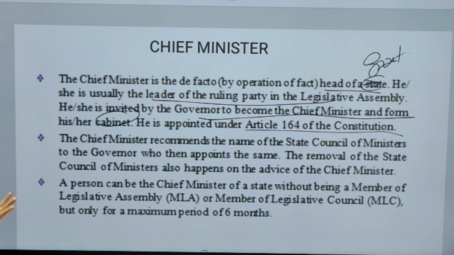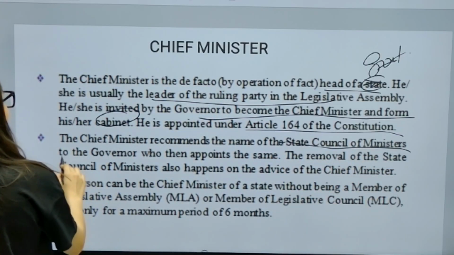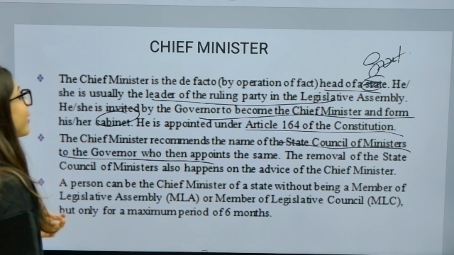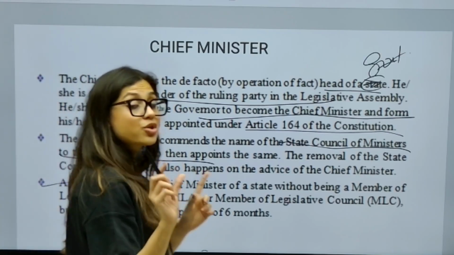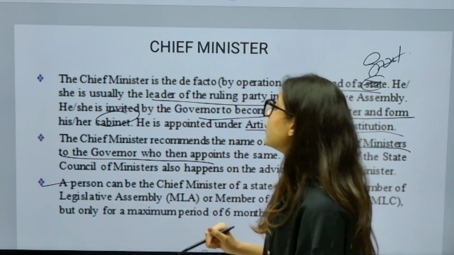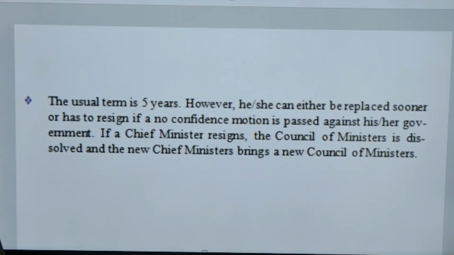So the chief minister recommends the names of the state council of ministers to the governor, who then appoints the same, and the removal of the state council of ministers also happens on the advice of the chief minister. Fine. So a person can be the chief minister without being an MLA, and he or she has 6 months duration to become a member of the state legislative assembly. Then again, the usual term is 5 years.